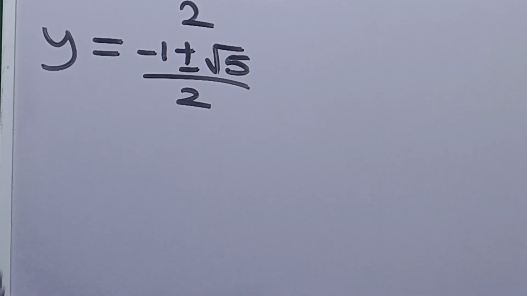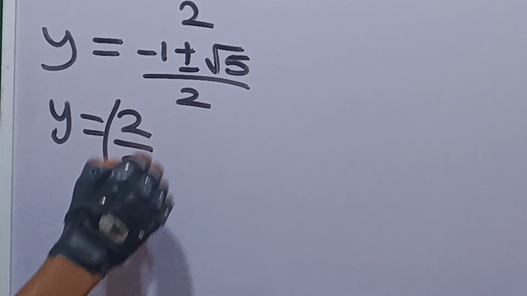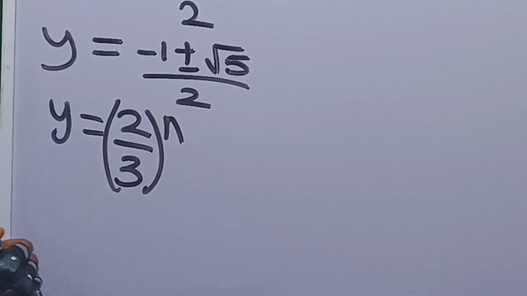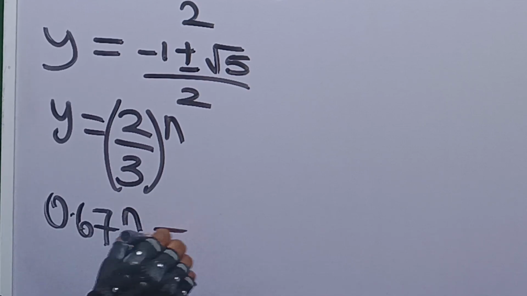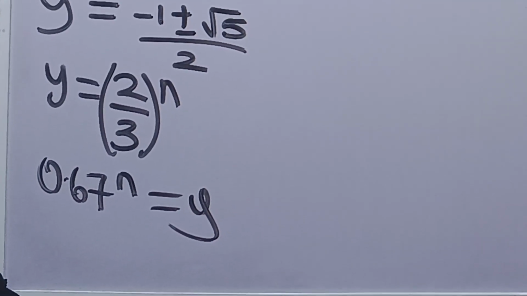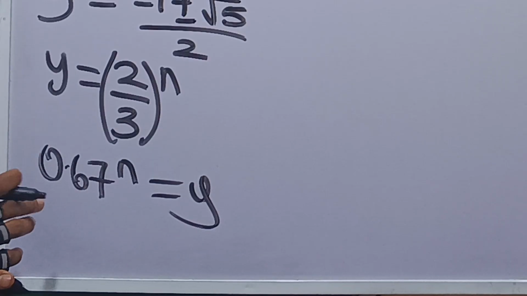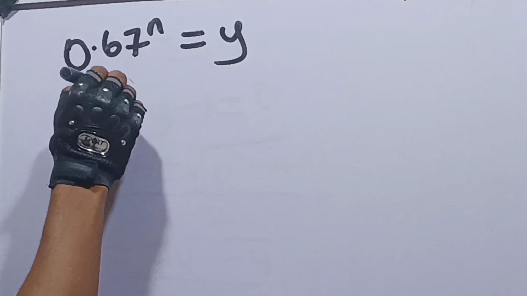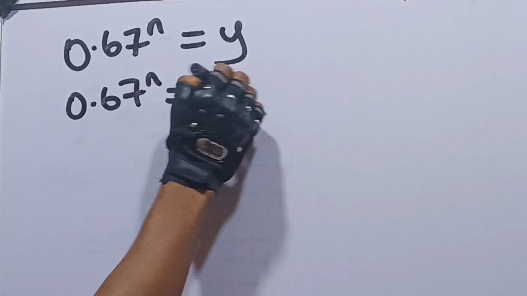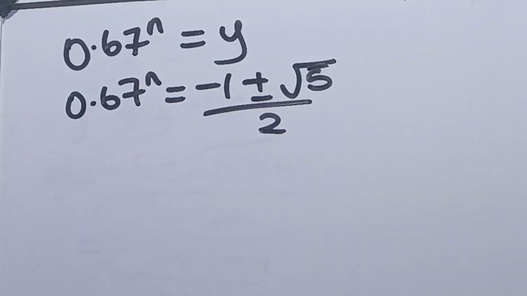Now, recall that we say that our y is equal to 2 over 3 all raised to the power of n. Now, 2 over 3 is 0.67. So we can say that this is 0.67 raised to the power of n equal to y. Now, let's substitute these values for y to get the final value for n. So we can now say that 0.67 raised to the power of n is equal to minus 1 plus or minus root of 5 divided by 2 for y2 and y1 respectively.